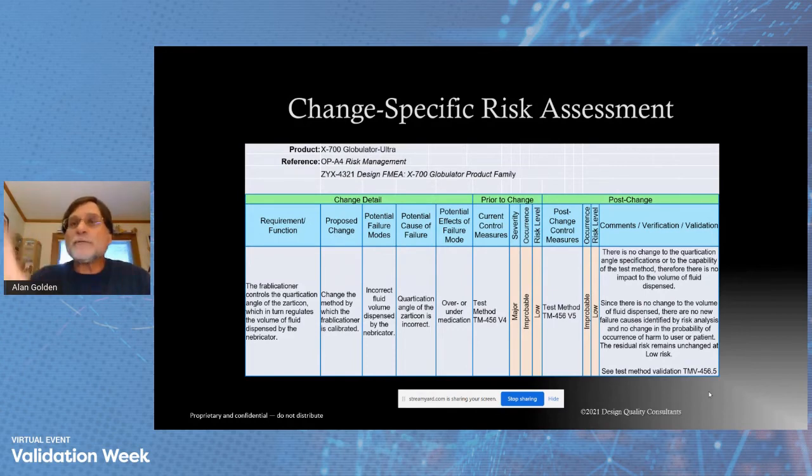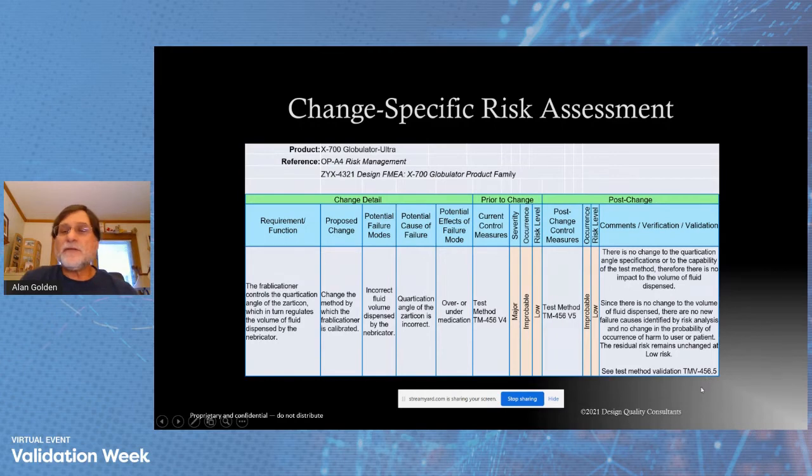And then the most important part of this, I have a column that says comments, verification, or validation. So what did I do to show that I'm still at improbable and I am still at low, which means I have not changed the risk profile of this particular product at this time. And again, I have an explanation here, and then I'm going to point you, notice all the way at the bottom, to a test method validation.